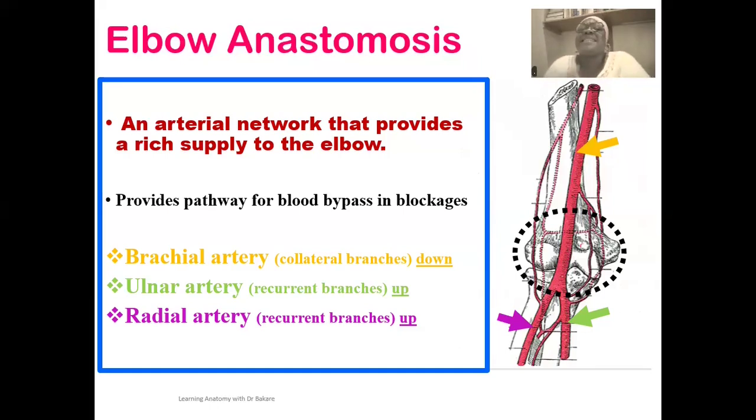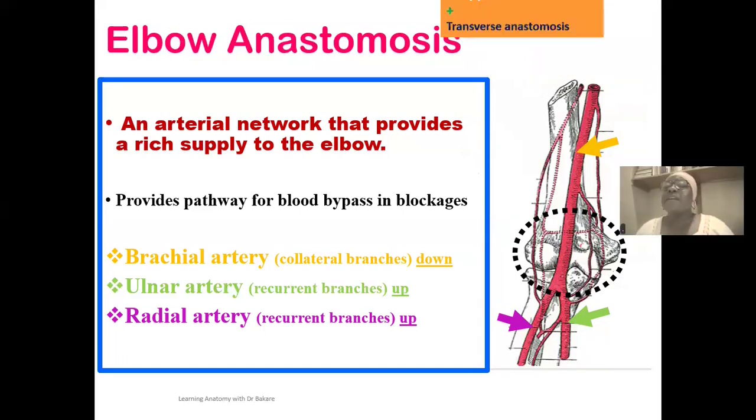So you see that in the formation of the elbow anastomosis, the different arteries that give off their branches, whether positioned superiorly or inferiorly to the elbow, are seen to be directed accordingly so as to reach the elbow region. And this is where they contribute to the formation of the elbow anastomosis.